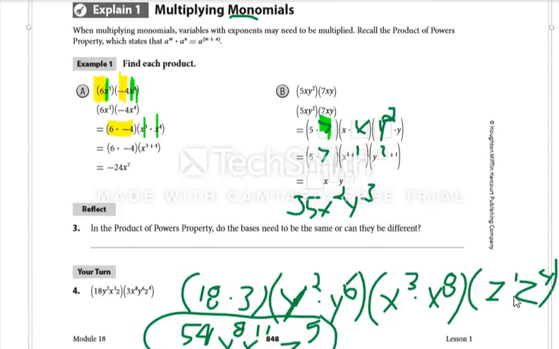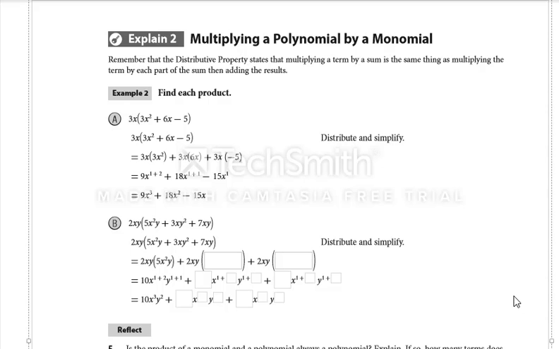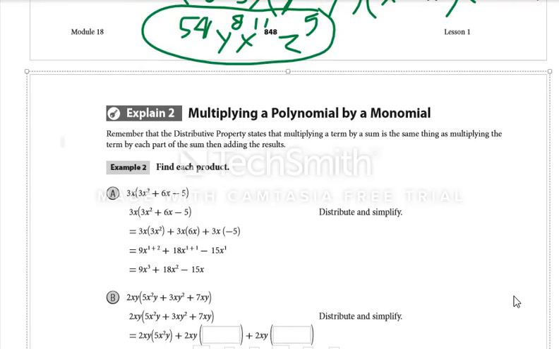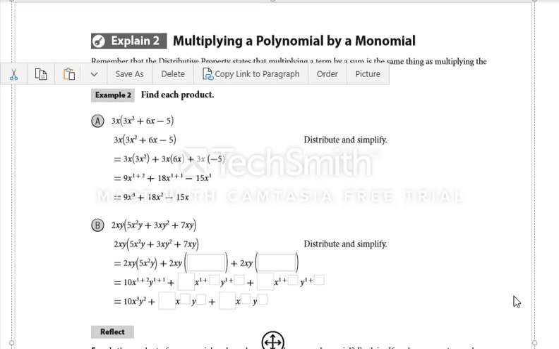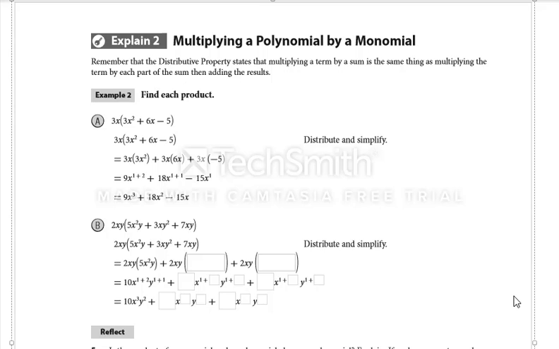Next, we are going to look at Explain 2, multiplying a polynomial by a monomial. So this is going to be the distributive property a little bit. If we multiply it, it's the same as multiplying each piece. So before, when we did distribution, we usually did two things. We have to make sure that we multiply this 3x throughout the whole thing, multiply it by each piece.